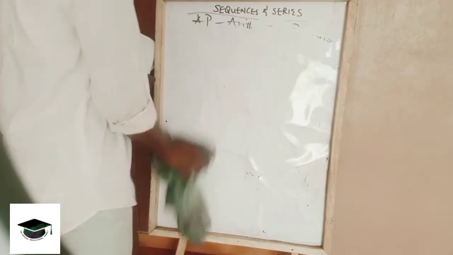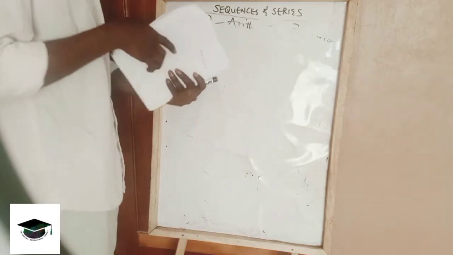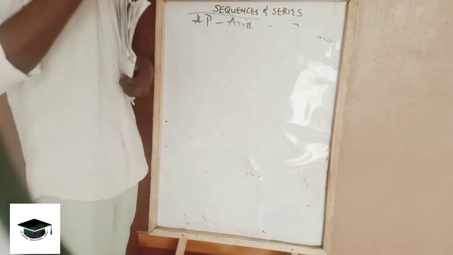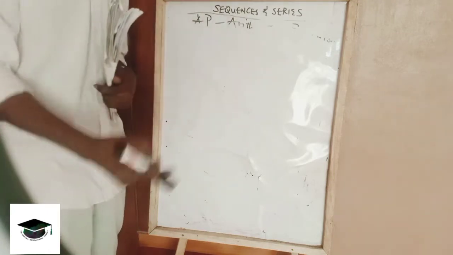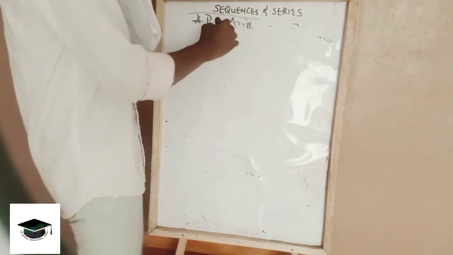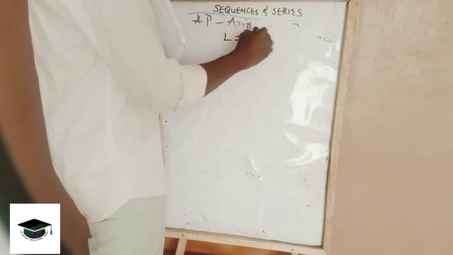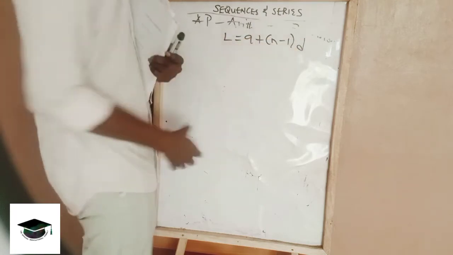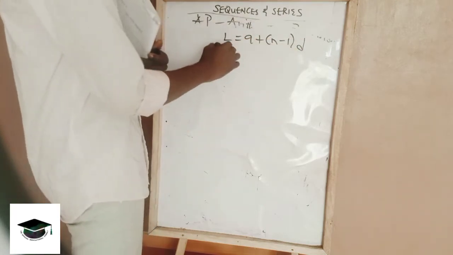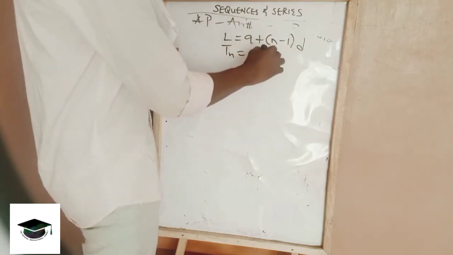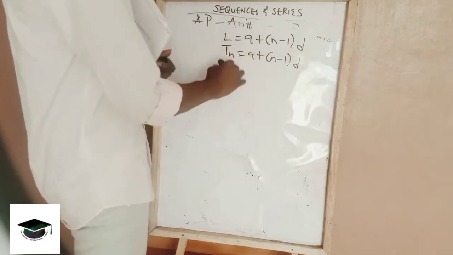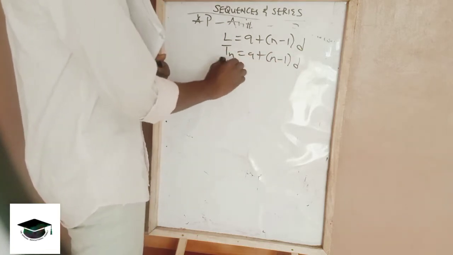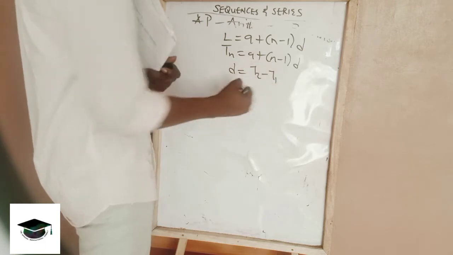Okay, so now the sum of terms. And when they say the sum of terms, I've given you about 4 formulas here now. I gave you the formula for nth term, L equals a plus n minus 1 close bracket d. Please note these two. These are another formula, so it's just like a formula summary. It's still the same thing. d is what? T2 minus T1.